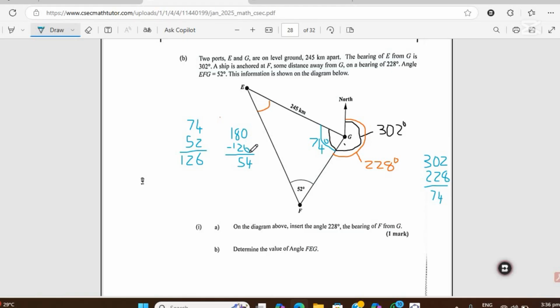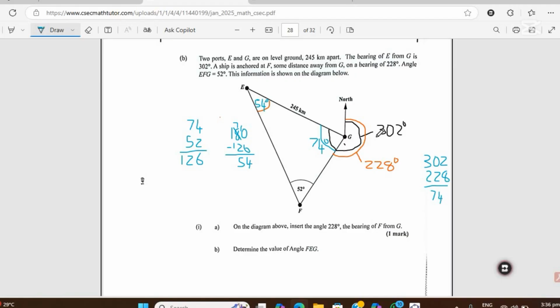54 degrees. For those who are wondering what just occurred here, I borrowed a 1. You can use your calculator. I borrowed a 1. 6 from 10, that leaves me with 4. 2 from 7, that leaves me with a 5. 1 from 1, that leaves me with 0. So it means that the angle here is 54 degrees. And that would have found the angle that I'm looking for.